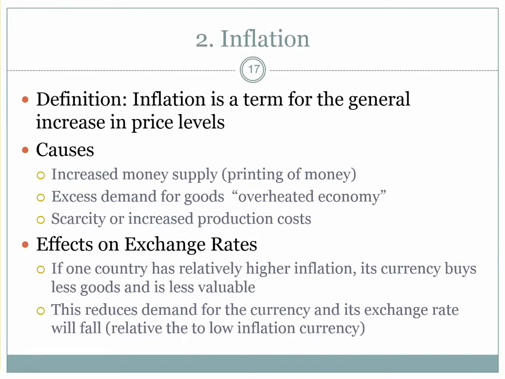All right, so that's the first thing we'll talk about on demand. The second one, we'll talk about inflation. Inflation is a term for the general rise in price levels. Inflation can happen due to increased money supply, printing of money, excess demand for goods, maybe an overheated economy, or some kind of scarcity or increased production costs, which makes goods prices go up.